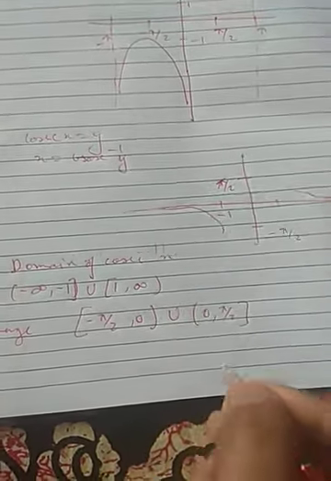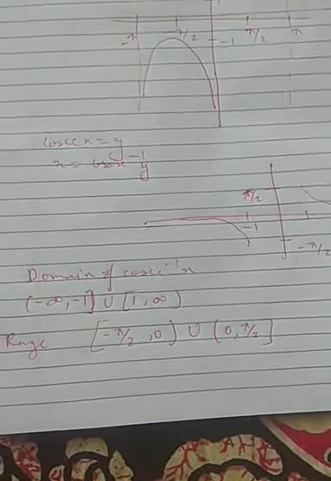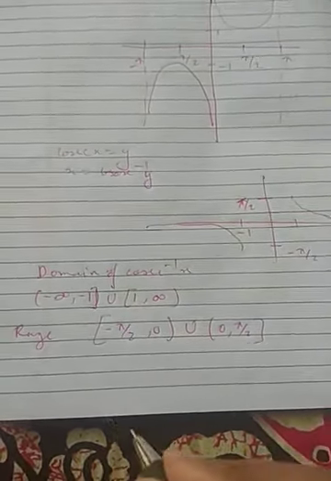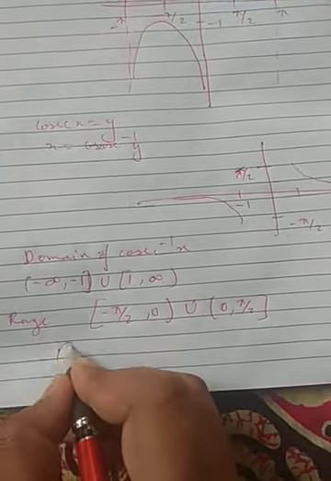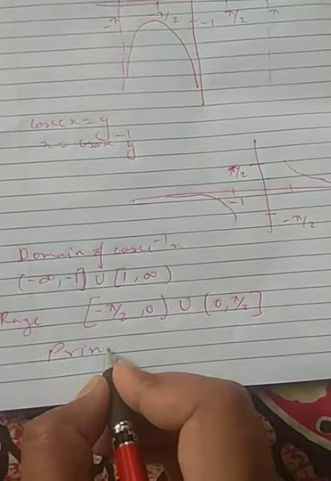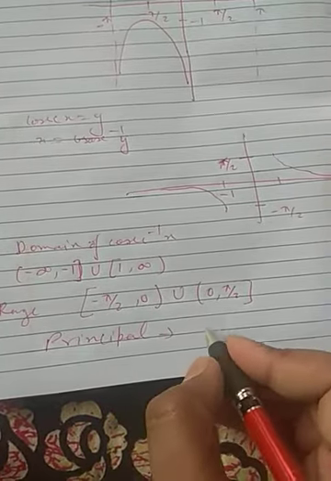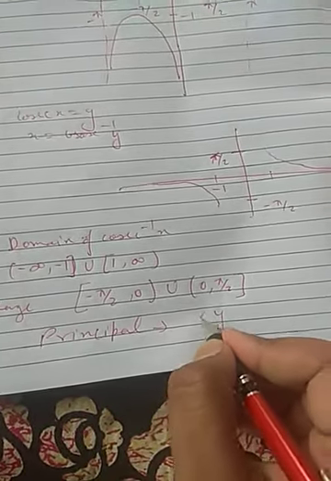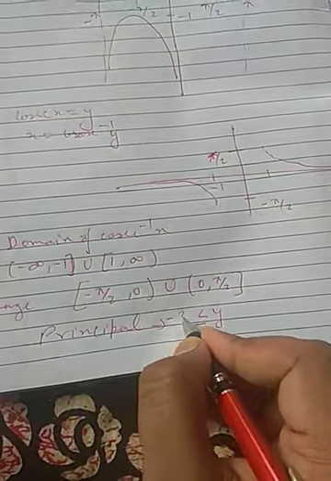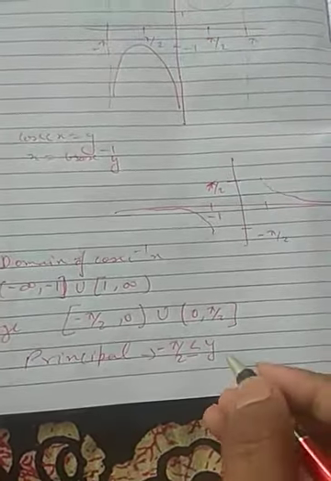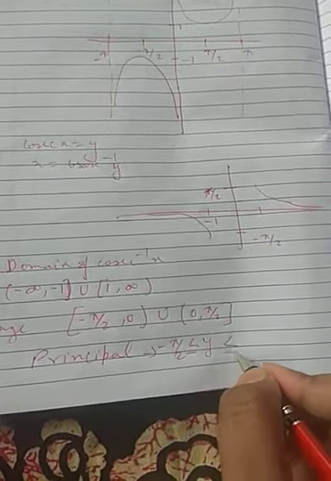These are all the things: the domain of the function, the range of the function, and their principal value. You have to remember it to solve your questions in an easy way. So the principal value will lie between y greater than or equal to minus pi by 2 and less than or equal to pi by 2.